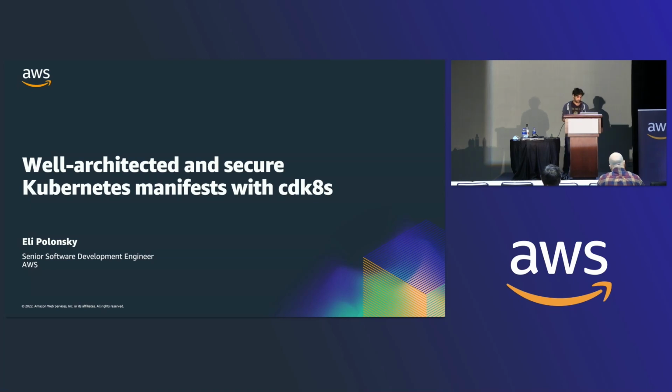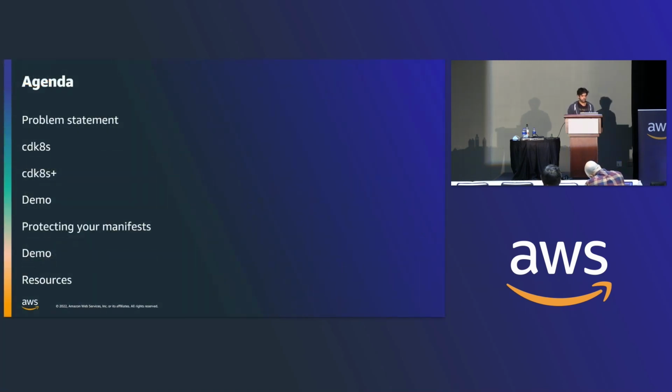All right, so let's get started and see what we have on the agenda for today. First, we're going to start with the problem statement. What are we actually trying to address? What are we trying to solve? We're going to do a quick introduction to cdk8s, if you're not familiar with it, and its approach to Kubernetes manifest authoring. We're then going to dive deeper into cdk8s Plus, which is a library built on top of cdk8s to help you simplify resource configuration for Kubernetes.